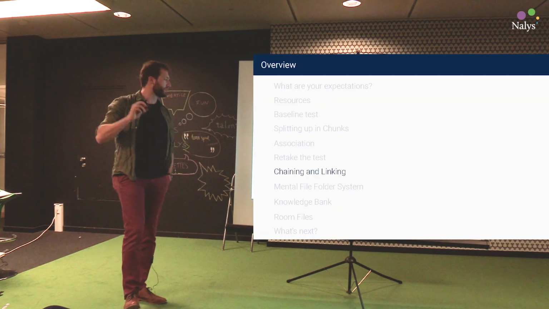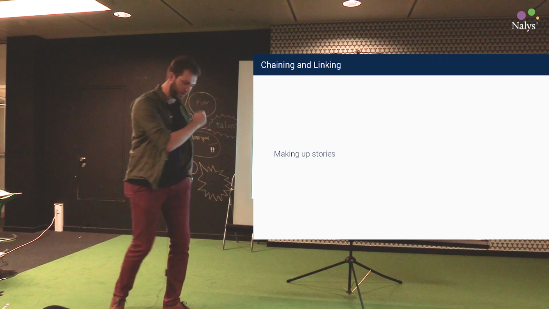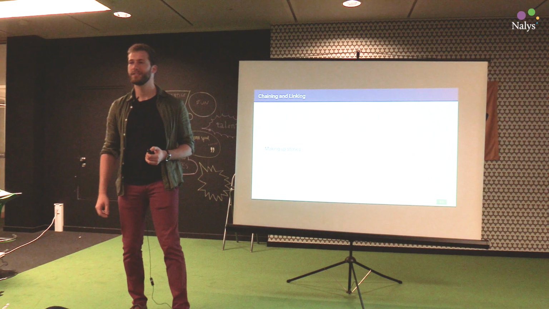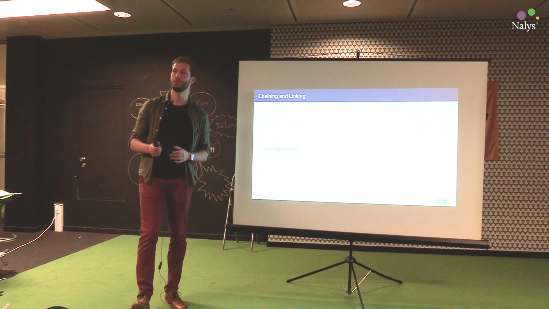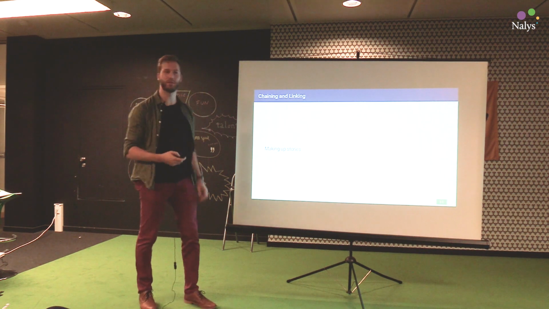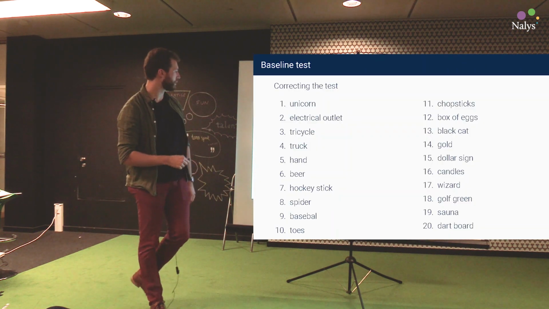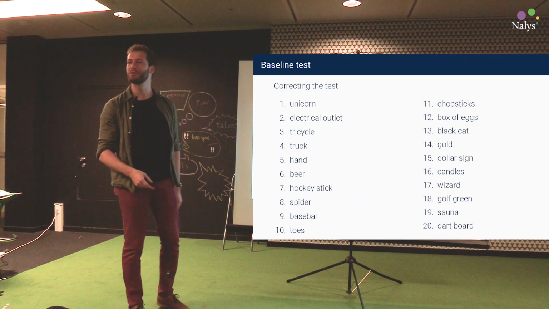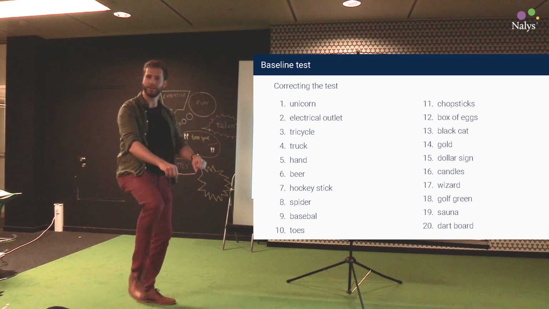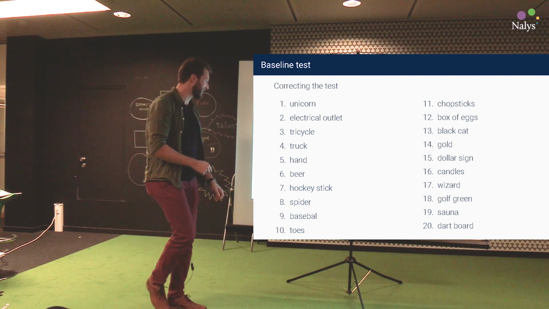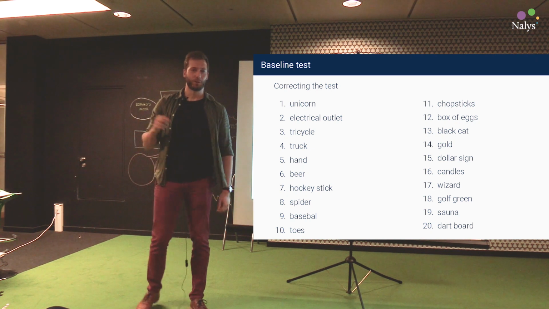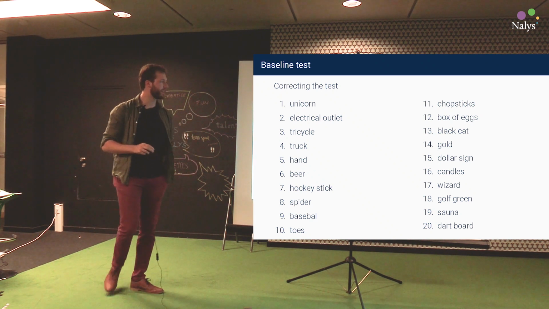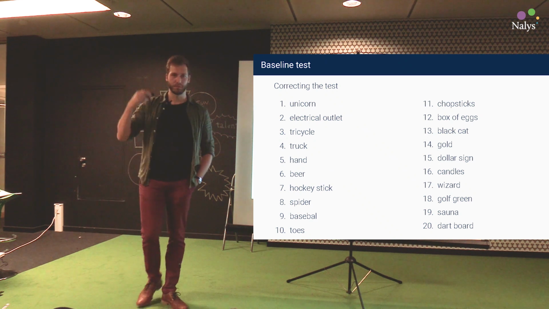Chaining and linking. As you already specified at the start as a technique that you used, you tried to make a story with the unicorn list. So the unicorn put his hooves inside of an electrical outlet or something like that, and then he rode a tricycle and he bumped into a truck. Okay, that's a good technique. We call this chaining and linking because you link one to the next. You make up a story.